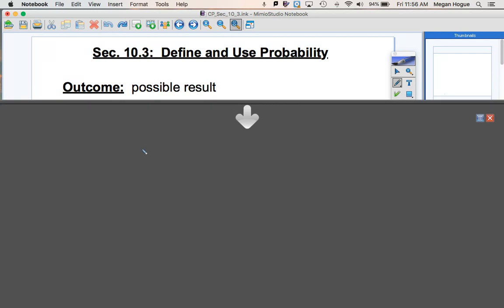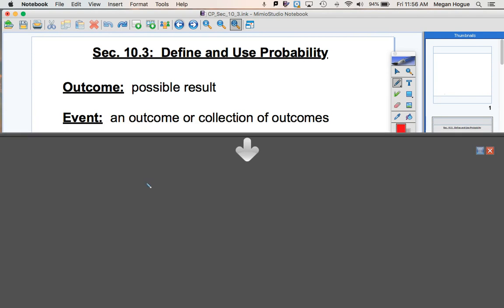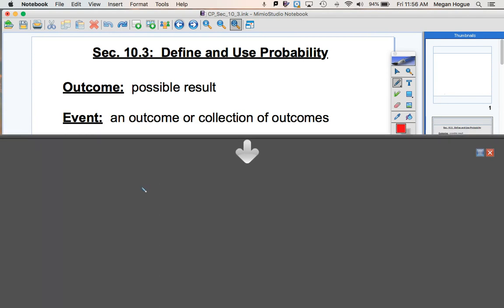So the first thing we have to define is what an outcome is. An outcome is a possible result. So you have something happen, and if I flip a coin, I could have it land heads, I could have it land tails. Those are each outcomes. When I look at an outcome or a collection of outcomes, that's called an event. So if I'm looking at heads or tails, then that's an event. That is something that is happening, made up of multiple outcomes.